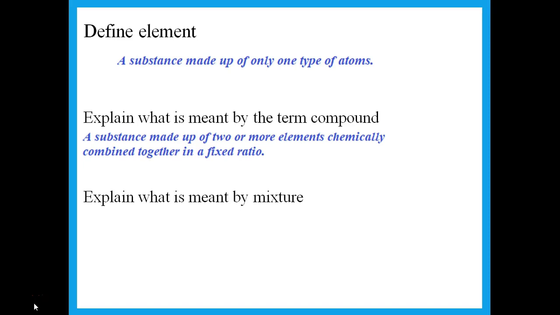Explain what is meant by mixture. Mixture is two or more substances added together and can be separated easily. Don't say combined. They're not two or more substances combined. Once you say combined, then you're mixing up mixtures and compounds. So you don't say combined, you say added. Two or more substances added together and can be separated easily or can be separated by simple physical processes.